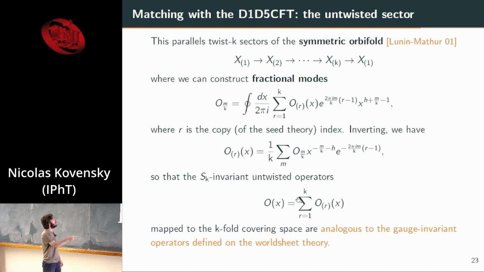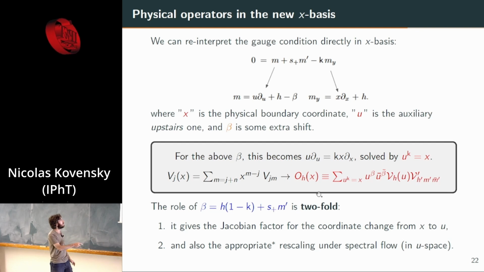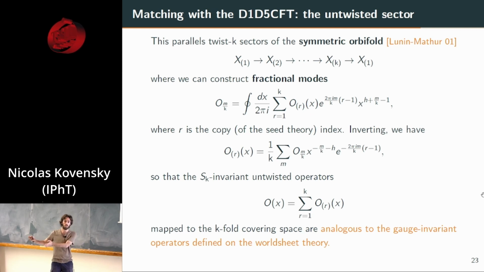And then when I sum over all the copies, I get exactly the sum over phases which I was showing on the worksheet. And so for untwisted operators, it's absolutely clear that this construction of a gauge invariant operator is exactly analogous to what you would do in the symmetric product orbifold theory. There's absolutely no difference. The way you construct these operators to work in the k-twisted sector is exactly the same type of sum over kth roots of the physical insertion points.